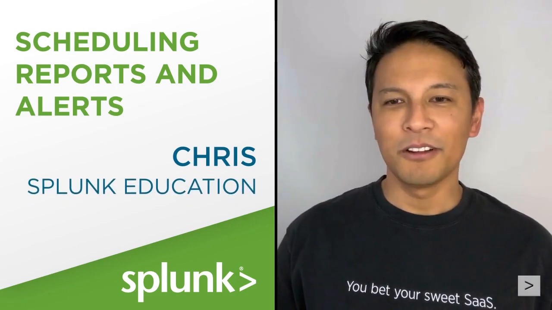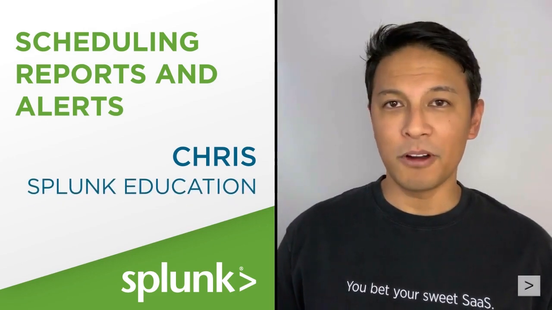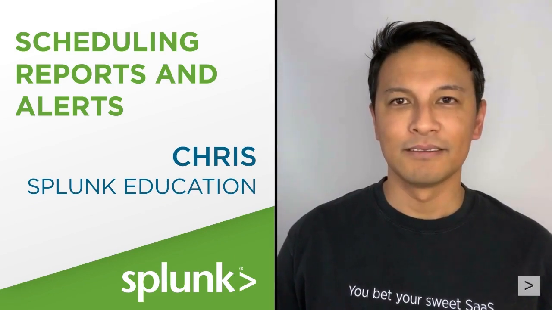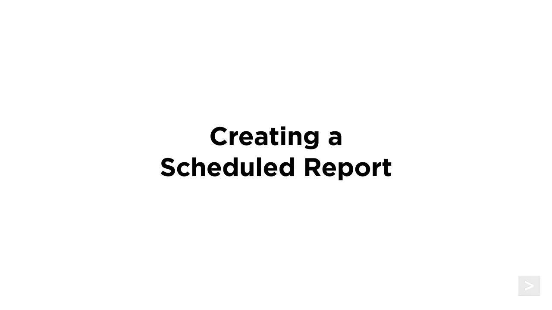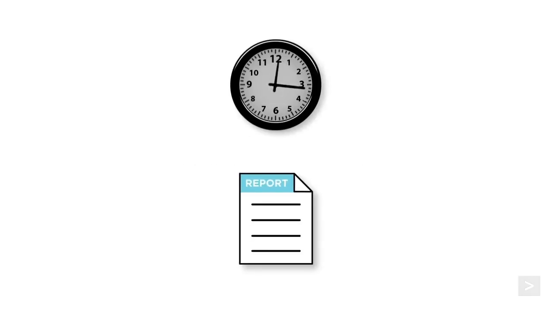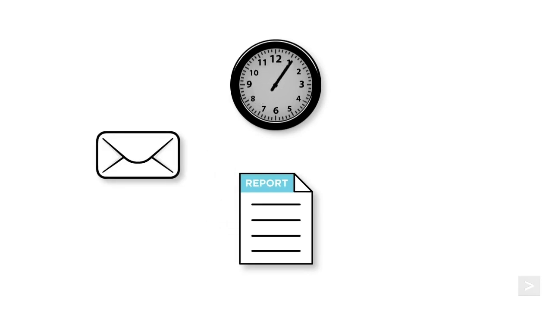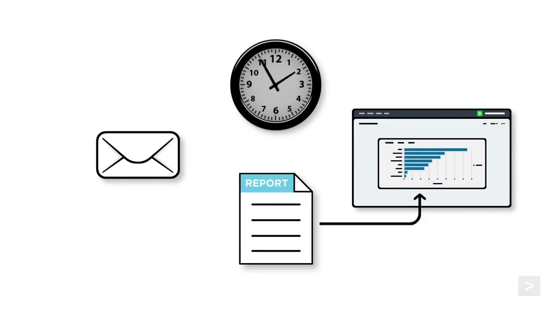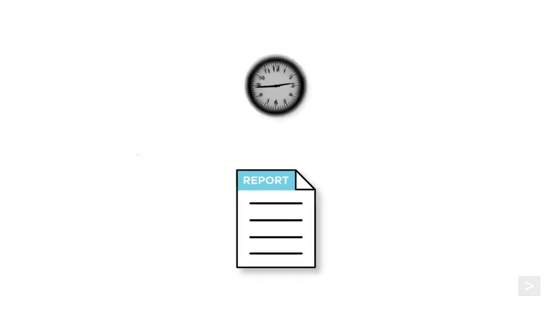In this module, we'll look at how to use scheduled reports and alerts to better automate processes in your deployment. We'll begin with scheduled reports. A scheduled report is a report that runs on a scheduled interval. Every time a scheduled report is run, it can automatically be sent by email or trigger additional actions. They can also be used to power dashboard panels to prevent Splunk from running multiple concurrent ad hoc searches.